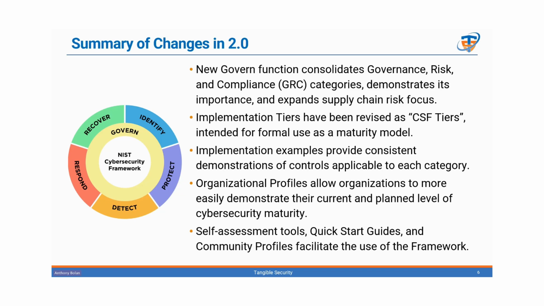There are now implementation examples for each one of the subcategories with examples showing demonstrations of what each one of these pieces represents. What is it that is recommended for each subcategory? Again, anyone familiar with the older versions know that some of them could be very vague in their wording and rather confusing. And so these examples make it much more understandable to people who haven't worked with it as extensively. We also have organizational profiles, which make it much easier to demonstrate both the current and planned level of cybersecurity maturity for an organization. We'll dive into that in more detail shortly as well.